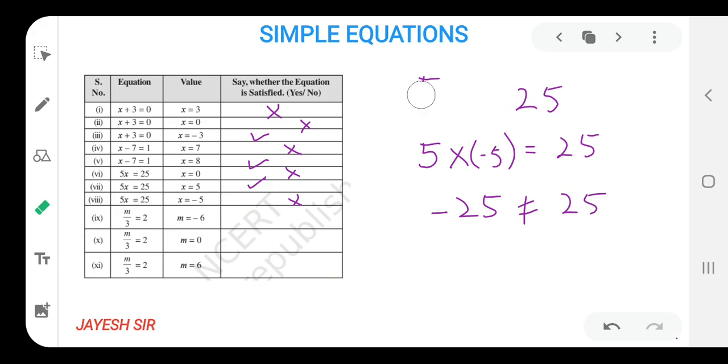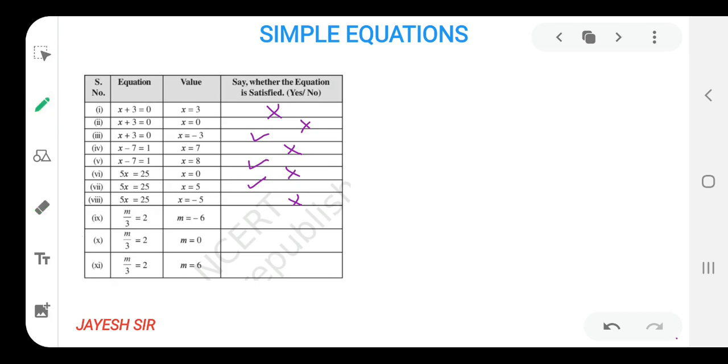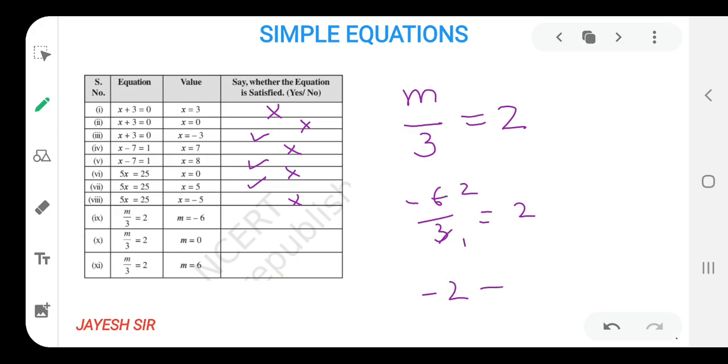So let us begin with the ninth sum for the day. The ninth sum would be m by 3 equals 2. Here we have to put the value of m as minus 6. So I am putting the value of m as minus 6 upon 3 equals 2. 3 ones are 3, 3 twos are 6, so minus 2 is not equal to 2. That means this does not satisfy.